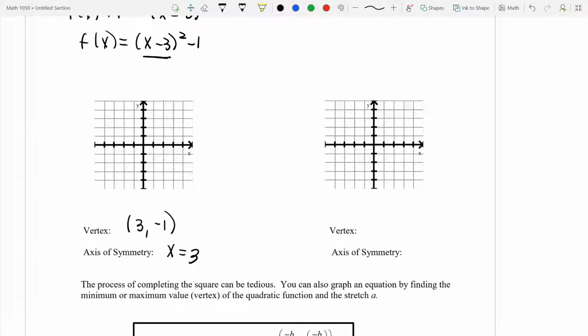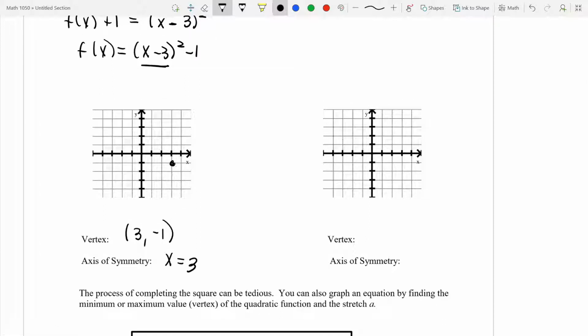Okay, 2 different ways to graph it. Let me show you one way and I'm going to show you another way. The vertex is 3, -1. Go right 3, down 1. There's my vertex. Normal stretch, because the leading coefficient's a 1, so I'm going to go right 1 up 1, left 1 up 1, right 2 up 4, left 2 up 4, draw it in, there's my graph, I'm done.